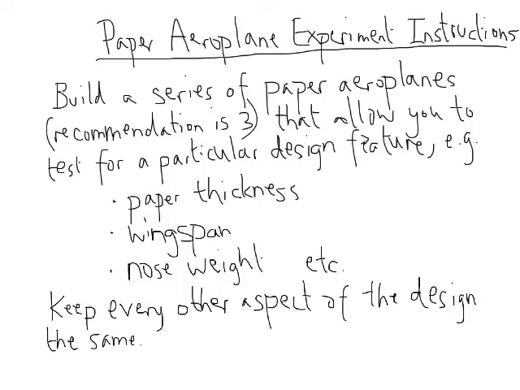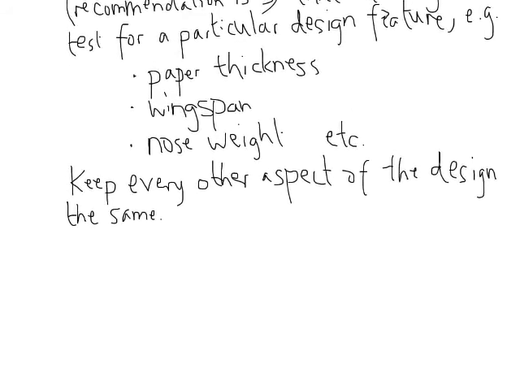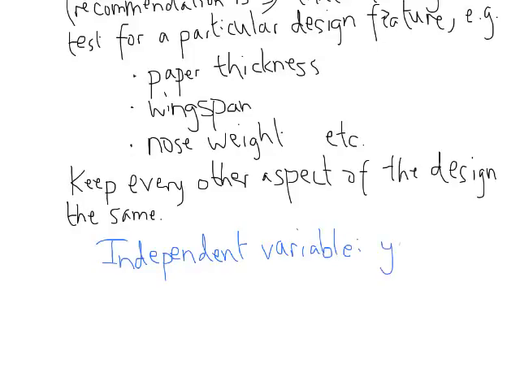And what this does is that this means that the independent variable is your design variation, whatever it happens to be. Whether it's the wingspan or the paper thickness or whatever you decide.